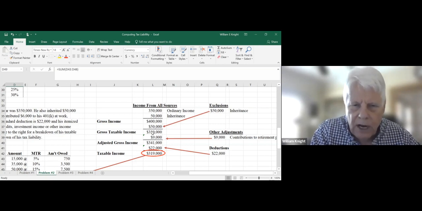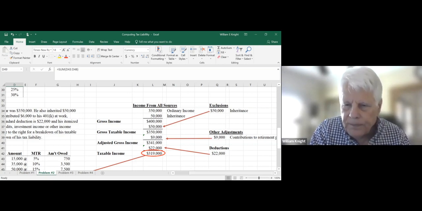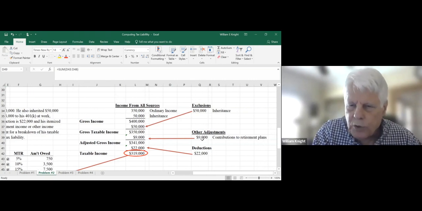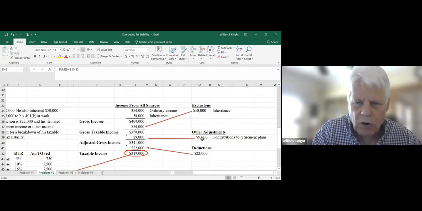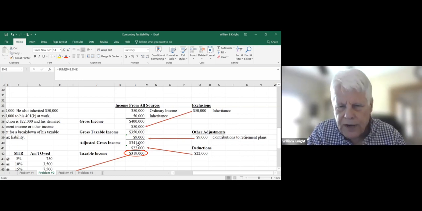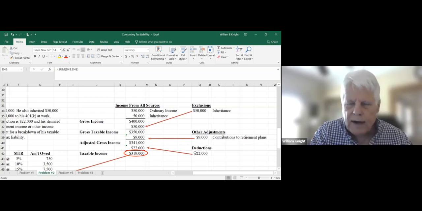Now, from the gross taxable income, we can subtract the adjustments in order to get his AGI, his adjusted gross income. And his other adjustments amounted to $9,000. That was the contribution to his two retirement accounts, the 401k at work and the IRA that he set up at his bank or with his stockbroker or whatever it was. So we subtract $9,000 from the $350,000 gross taxable income. We get an AGI of $341,000.